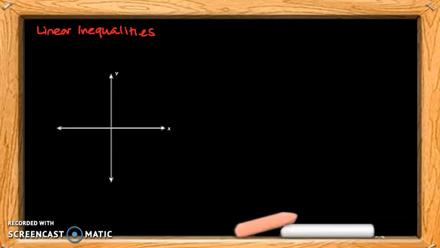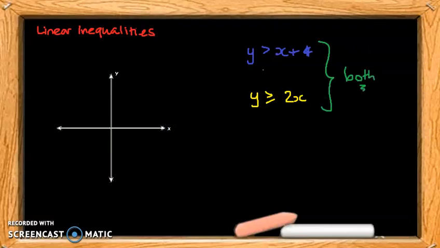Just like simultaneous equations has two lines on the same Cartesian plane, you can have two or three or more inequalities at the same time. So for example, if I had an inequality of y is greater than x plus 4, and I had another inequality of y is greater than or equal to 2x, I could draw both of these on the Cartesian plane and find out which area was common to both of these rules. So let's do that.